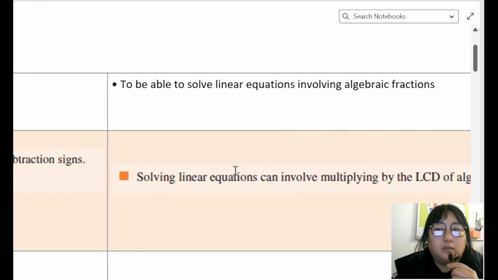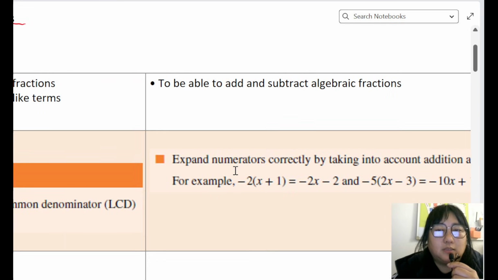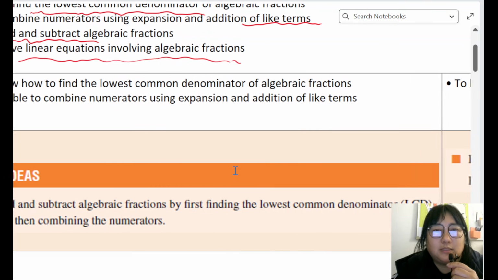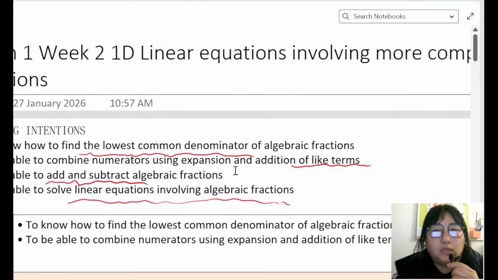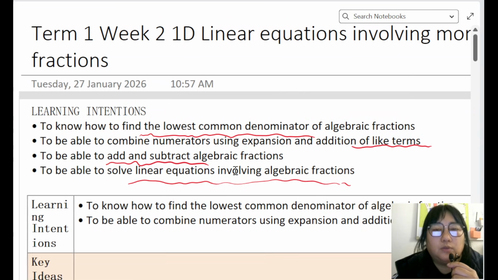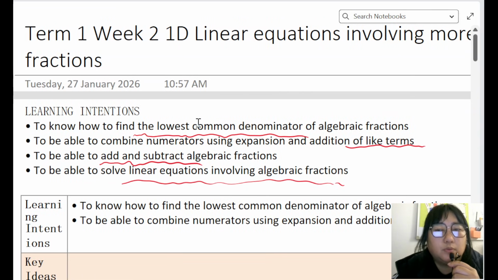So guys, I think that is basically what we are studying today. Okay, so now we go back. You have to find the lowest common multiple and lowest common denominator. You can do addition, and also combine like terms, and you can add and subtract algebraic fractions, and you can do multiplication and division, and you can solve linear equations involving algebraic fractions.